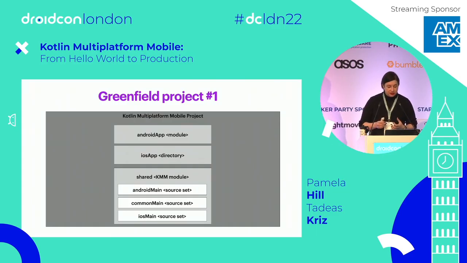So you'll have 3 modules, or well, 2 modules and a directory. The Android module, where the Android app lives. The iOS app is just a directory. It's got some Xcode stuff inside of it. And the shared module, which has a couple of source sets inside of it. And common main is where your common code lives, your shared code. And then we have some platform-specific integration code that lives in Android main and iOS main.